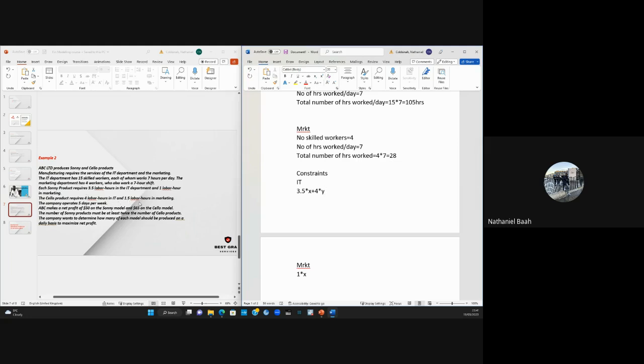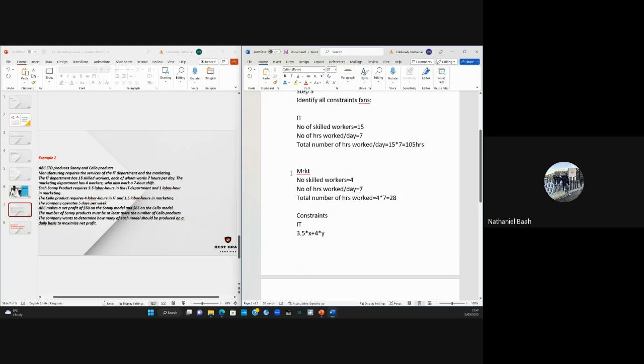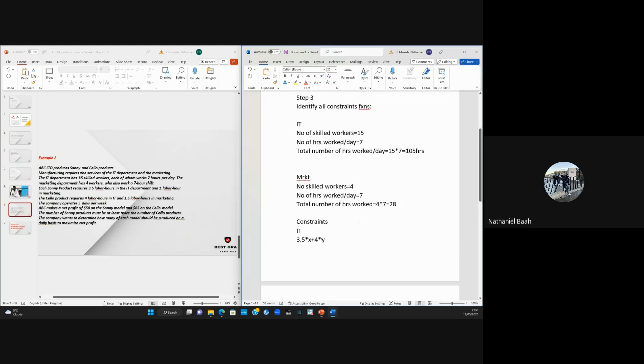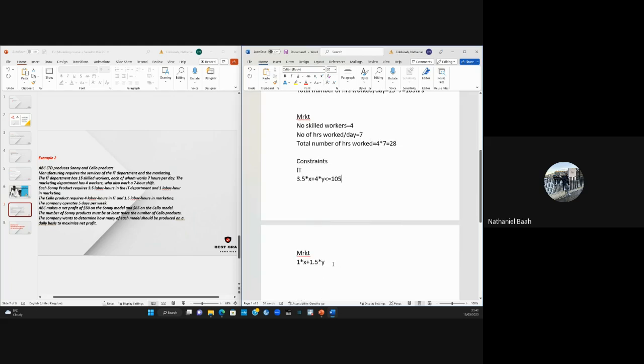And 1.5 labor hours in the marketing department. So plus in the marketing department will be 1.5 multiplied by Y. Now, in the IT department, they are not supposed to work to exceed 105 hours from our computation. So this should be less than or equal to 105. Good. And this should be less than or equal to 28. So we've gotten our 2 constraints.